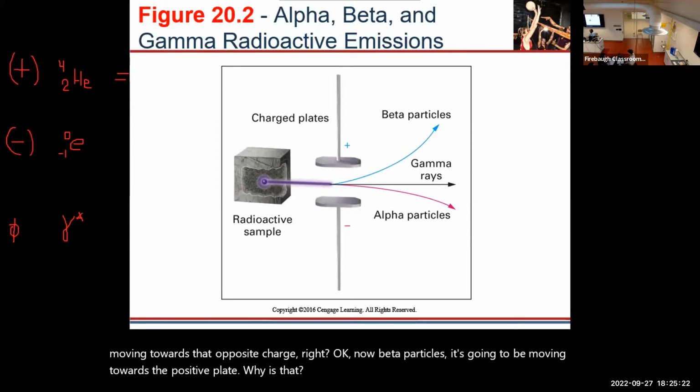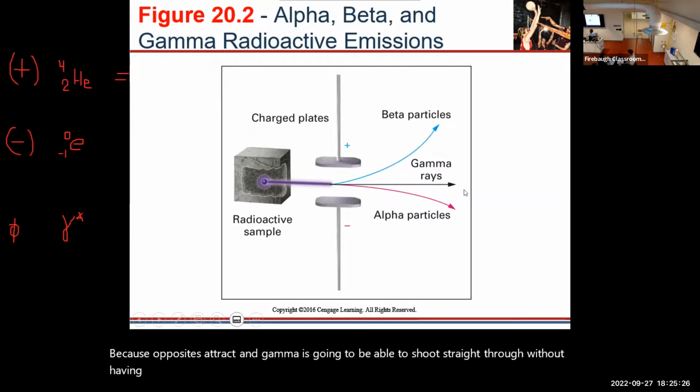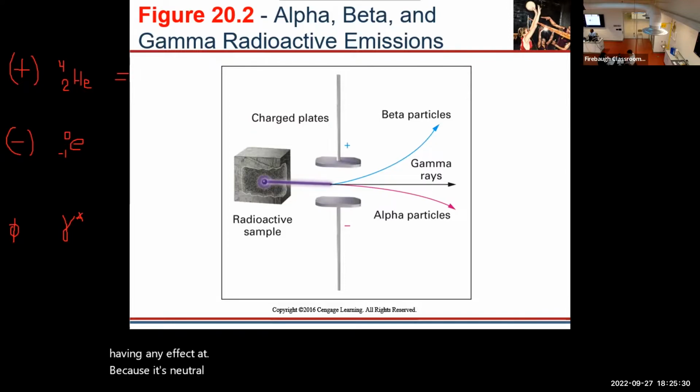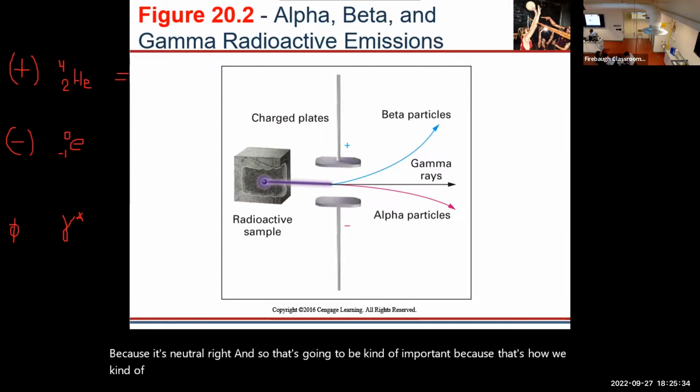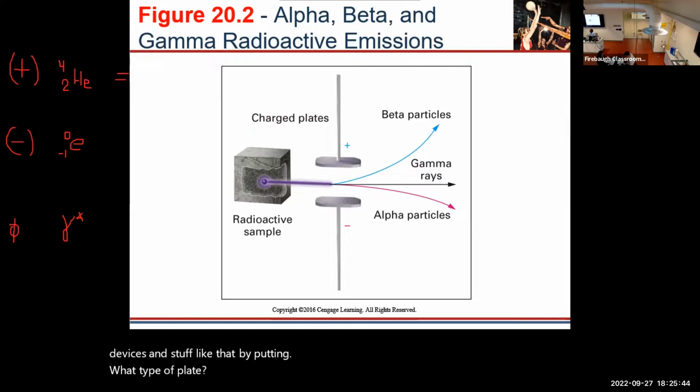Yeah. And gamma is going to be able to shoot straight through. And that's going to be kind of important because that's how we control radiation. Right? So control alpha particles.